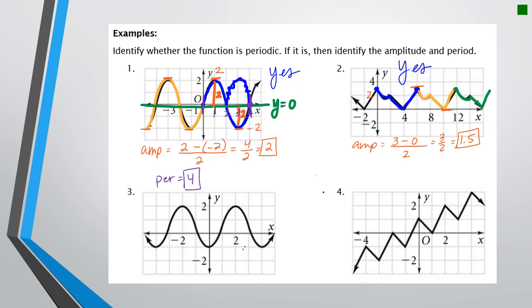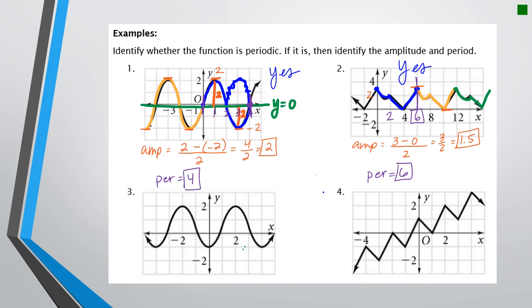And then for the period of the graph, I'm just going to look at the blue portion of the graph because it starts at 0. It starts at 0 and it stops right here. That would be the end point of that blue section. My x-axis is scaled by 2s, so that would actually be at 6. So the period of this graph is 6.